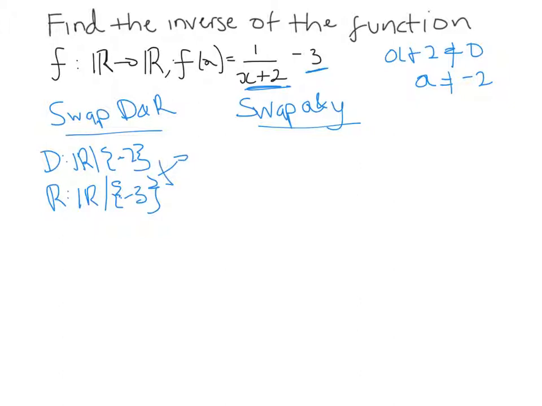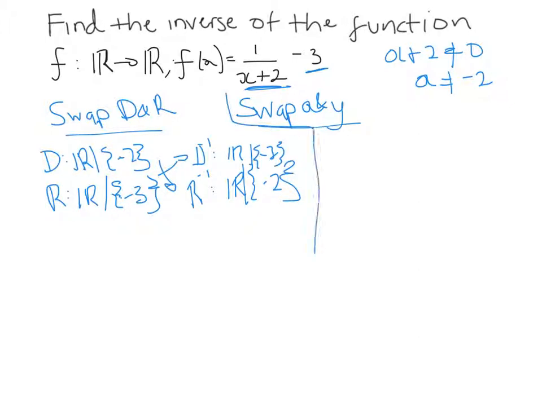Now, we've got to swap them over, so the domain of the inverse will be all real numbers except for minus 3, and the range of the inverse will be all real numbers except for minus 2. Now we need to swap x and y.